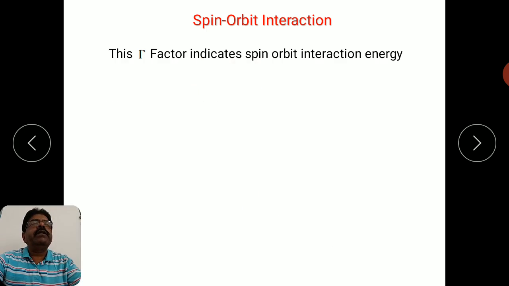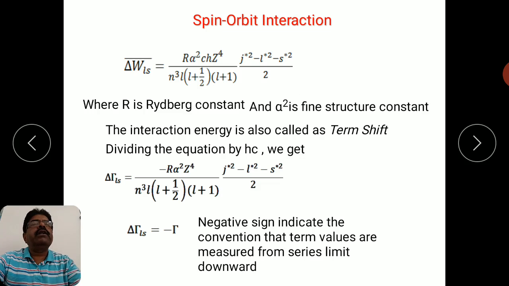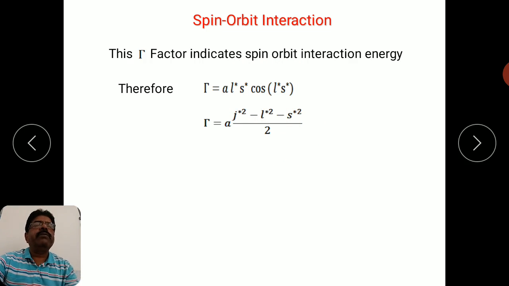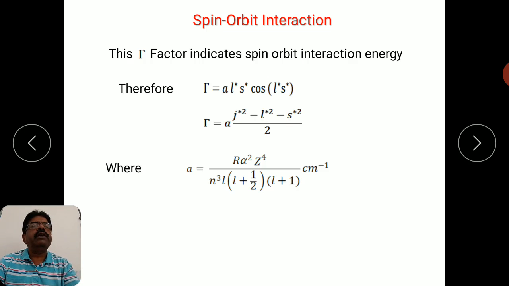This gamma factor indicates the spin orbit interaction energy, also known as the term shift, and therefore gamma is equal to A L star S star cos of L star S star. So what is A here? If you consider the earlier relation, this is L star S star cos of L star S star from the cosine law, so in this case A is a constant value. So gamma is equal to A times this, which can also be represented by J star squared minus L star squared minus S star squared divided by 2, as we have seen earlier from the cosine law, where A, as I have mentioned, is a constant.